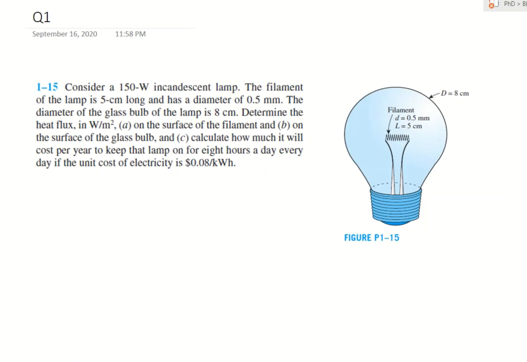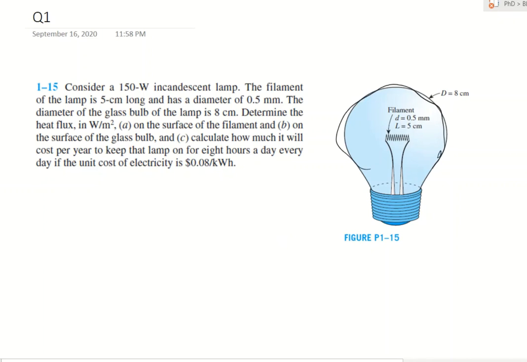Questions to get through and then one discussion if there's time. So in this one, we have a 150 watt incandescent light bulb with the filament. The filament has a diameter of 0.5 millimeters, and then we also know the diameter of the glass, so we're assuming that this is kind of a circle.